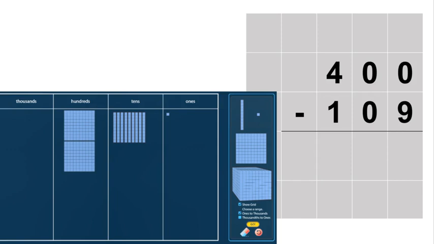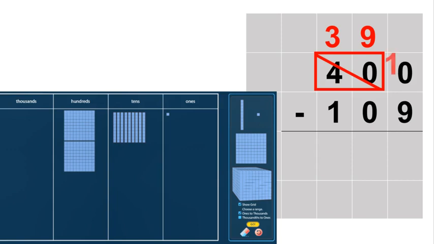Subtracting 100. Another way, like I showed you, is when I need to go next door and regroup, but there's a 0 there, I could box it up. And now, instead of a 0 being next door, 40 is next door. I can take 1 away from 40, right? So that would make 39. And then the one that I regroup goes over to my ones place.